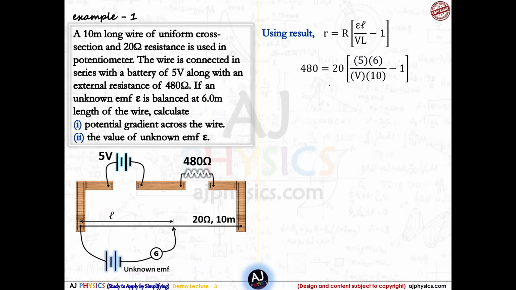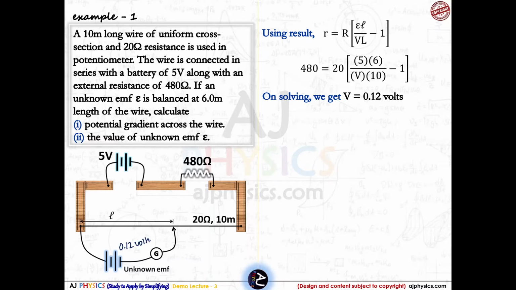And you can try this. You will get the value of V as 0.12. Fine. Now after this, the potential gradient. So this is the voltage which we need. This is 0.12.